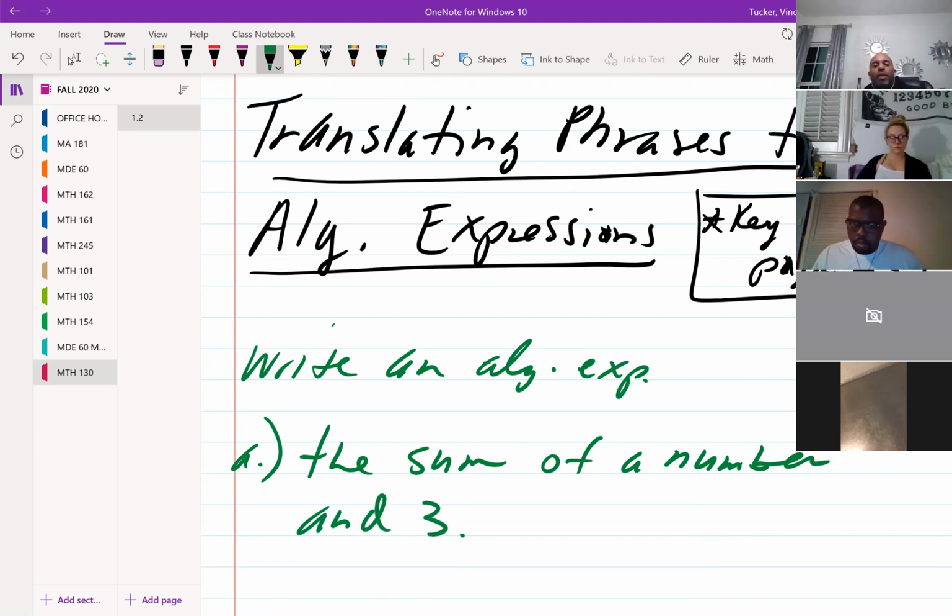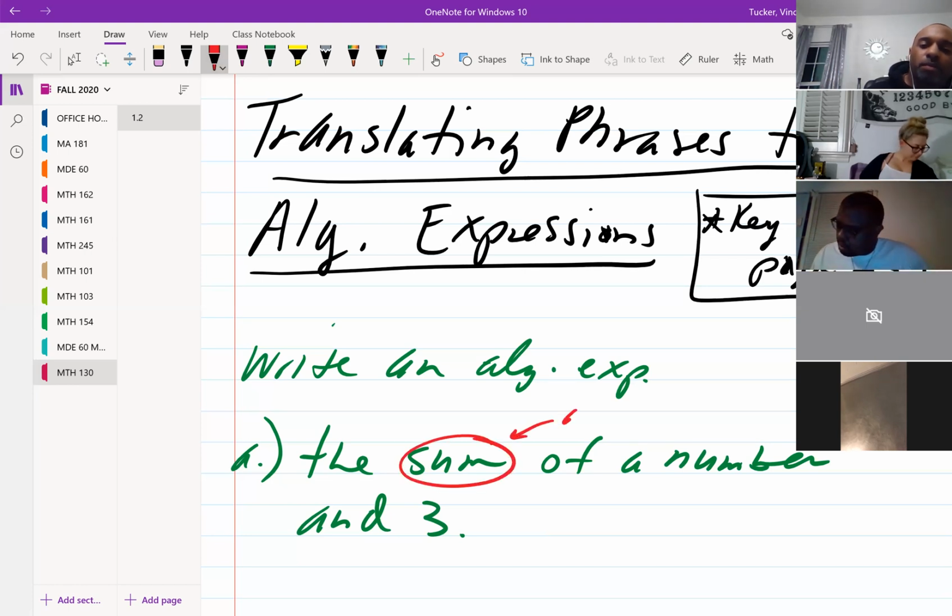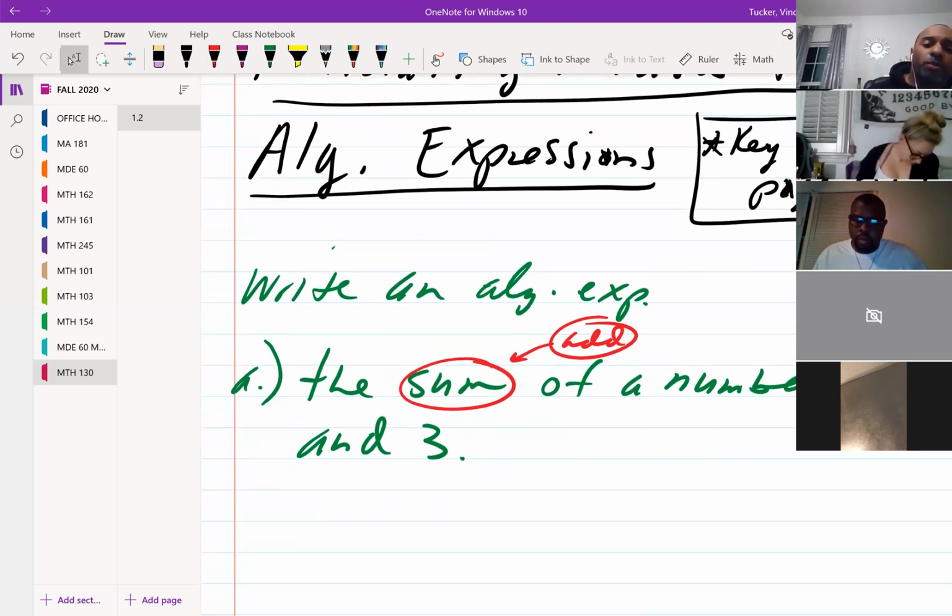All right, so the first one, write the sum of a number and 3. And they also said in the directions, use the variable x. So, when you see your directions, you'll see all this stuff. But write the sum of a number and 3. Sum means addition. And like I said, when you look at that page 23, you'll see your keywords. So all you would do is write x plus 3.